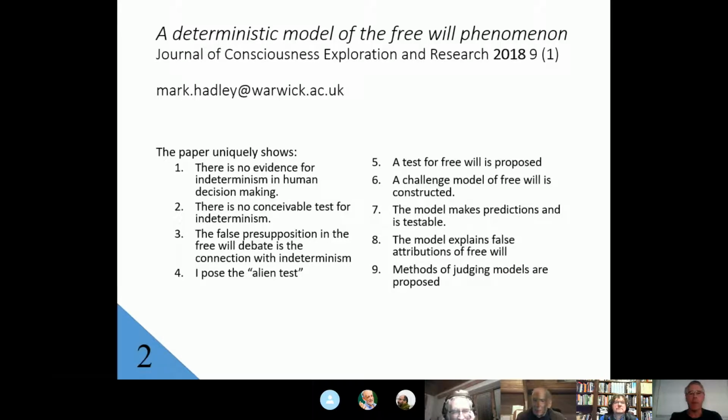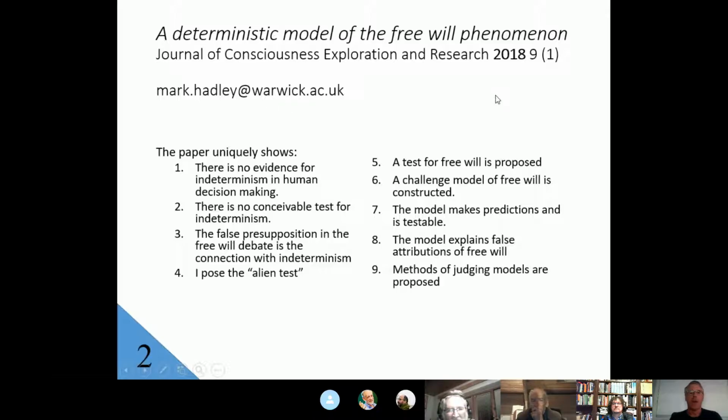The talk I'm going to give is based largely on this published paper, "A Deterministic Model of the Free Will Phenomenon," and that's where it's published. The easy place to find this and the whole of this talk, the PowerPoint, is on my web pages, so you can look me up. I'm Mark Hadley at the University of Warwick.